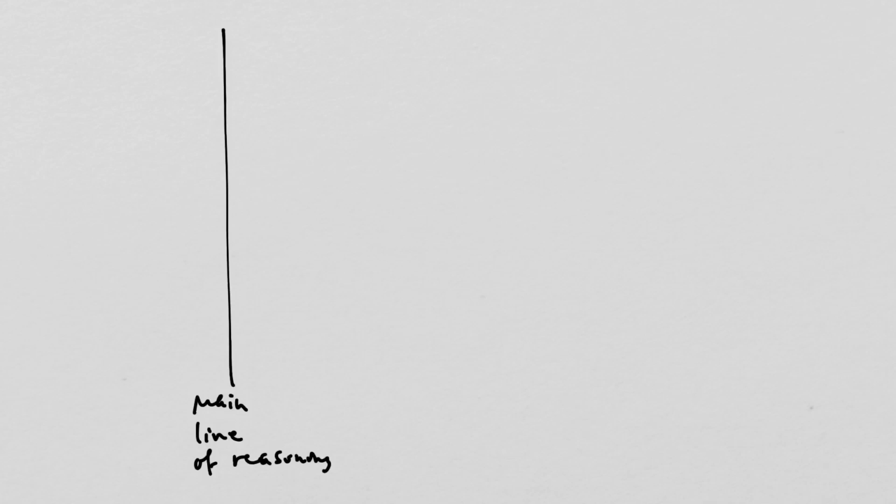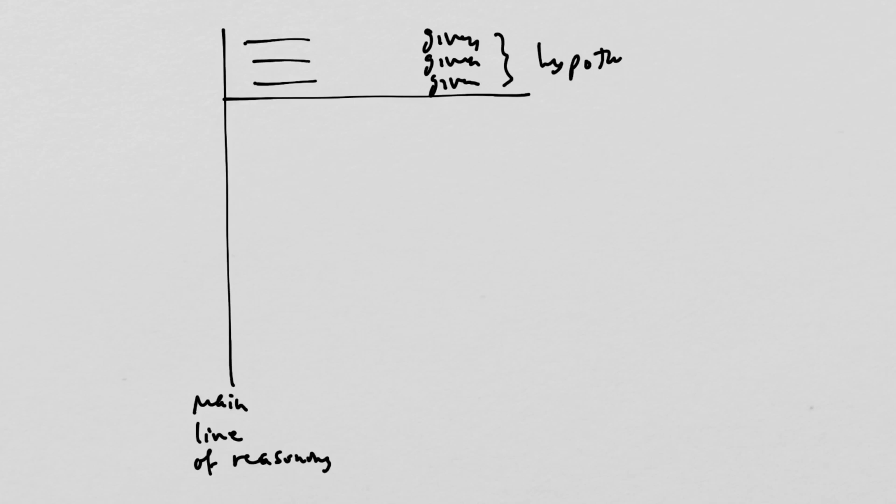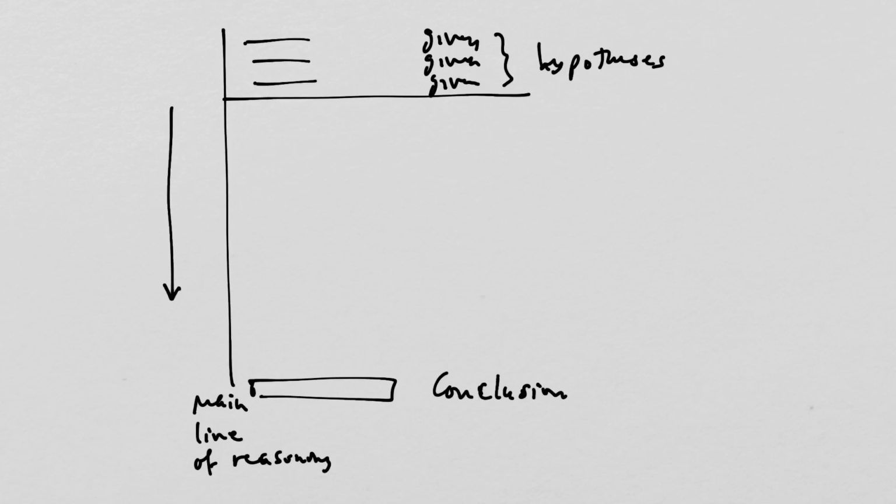Okay, so it looks like this. I'll sketch it out for you. You have your main line of argumentation, or reasoning. Schematically speaking, at the top you have your givens, everything that you were given. These are called your hypotheses, the hypotheses of the theorem to be proven. Down here you're going to have your conclusion. And you want to reach that step by step, moving in the downward direction.